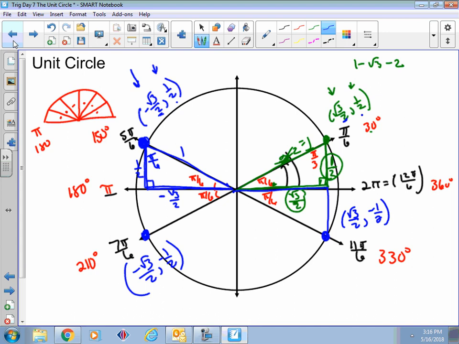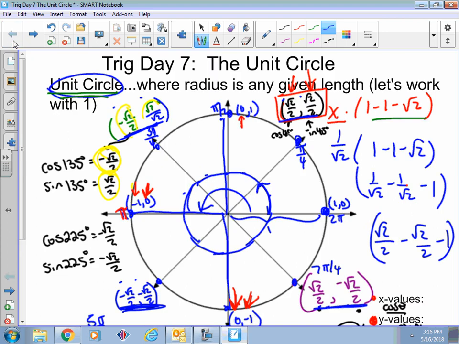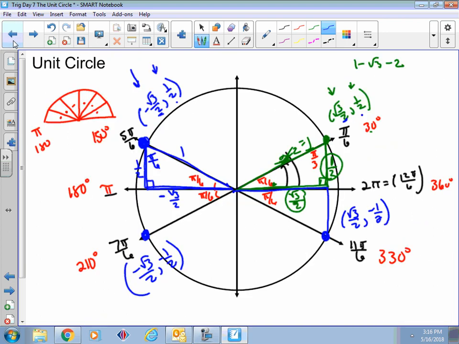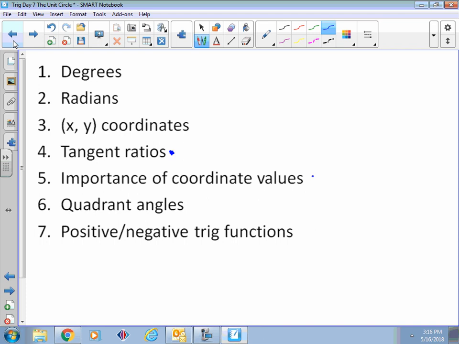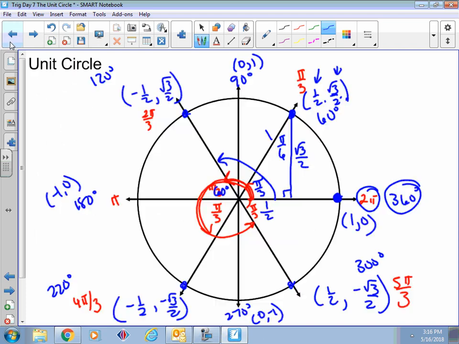Don't memorize this, right? I didn't have any of this stuff memorized. I drew myself a picture. All I needed to know was a 30, 60, 90 right triangle and a 45, 45, 90 right triangle, and I can come up with all of these pictures. Know the quadrant angles. So that means know what this is.